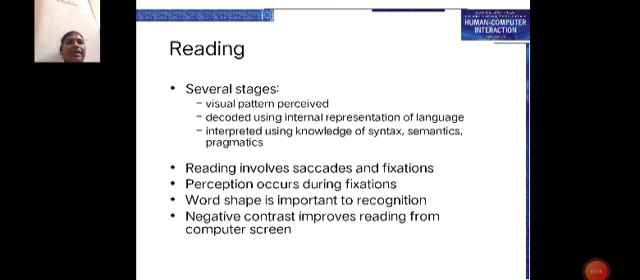In terms of reading, the visual pattern is perceived, decoded using an internal representation of language, and interpreted using knowledge of syntax, semantics, and pragmatics. Reading involves saccades and fixations. Perception occurs during fixations. Word shape is important to recognition. Negative contrast improves reading from a computer screen.